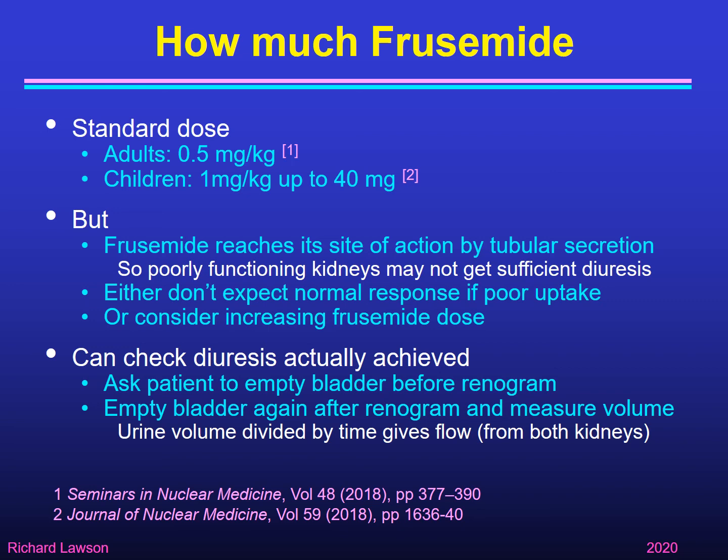You can check whether you've achieved adequate diuresis by asking the patient to empty the bladder before the renogram starts, and then at the end of the renogram empty the bladder again and measure the volume produced. Now that will give you the flow rate by dividing the volume by the time, but remember that's the flow rate from both kidneys. So if you've got one obstructed kidney and one normal kidney, it doesn't necessarily guarantee that you've achieved adequate diuresis in the obstructed kidney, only in the two kidneys together on average.